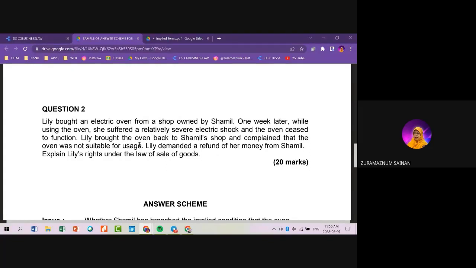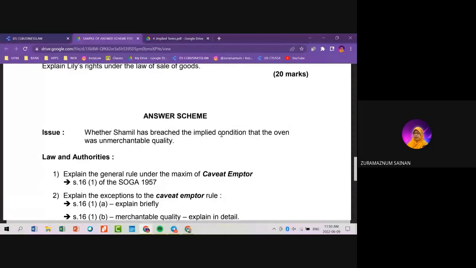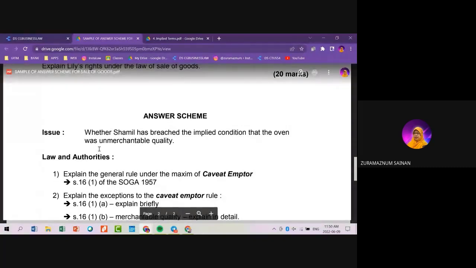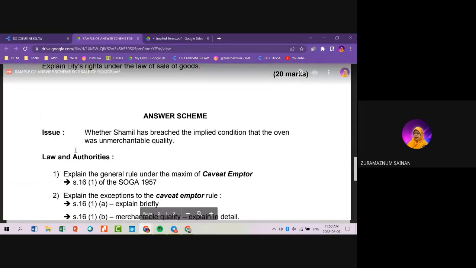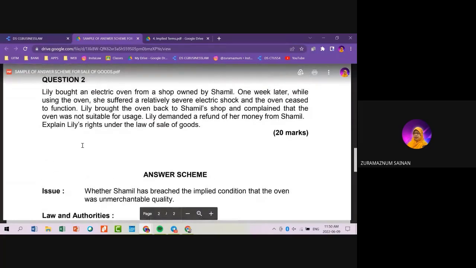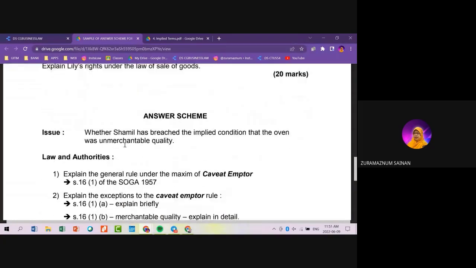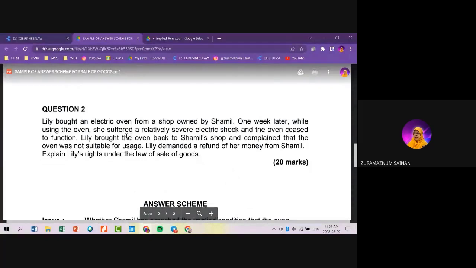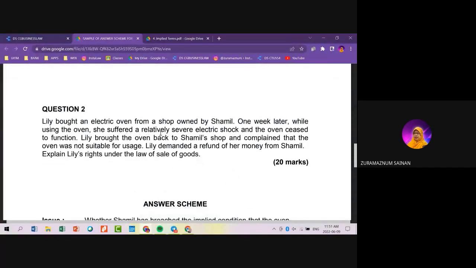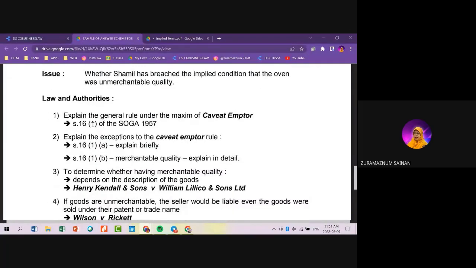So maknanya isu dia whether Syamil has breached the implied condition that the oven was unmerchantable quality. Tambah lagi, whether Lily entitled to avoid and claim for the refund, claim for damages. Sebenarnya boleh tambah lagi damages sebab dia dah suffered a relatively severe electric shock. Patutnya dapat damages ni, pampasan. Lepas tu law and authorities.